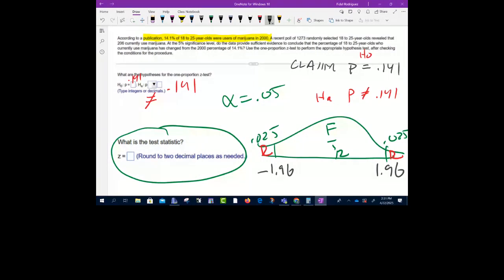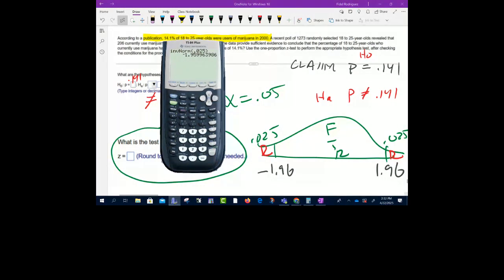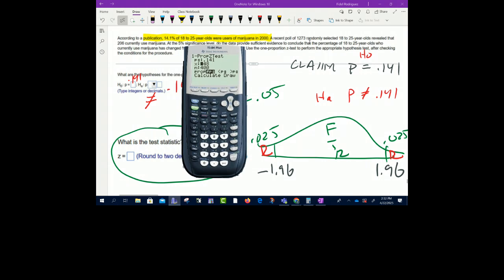Now, let's go ahead and find our test statistic, okay? Guys, to find my test statistic, I'm going to clear my screen. I'm going to go to stat, then tests. Again, I'm going to go to number 5. Okay, let's see. P-naught in this case is 0.141. Okay. All right, now let's take a look.